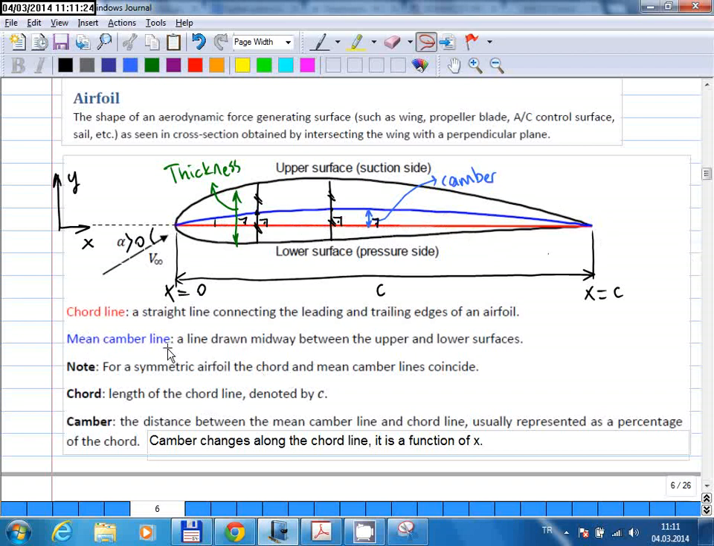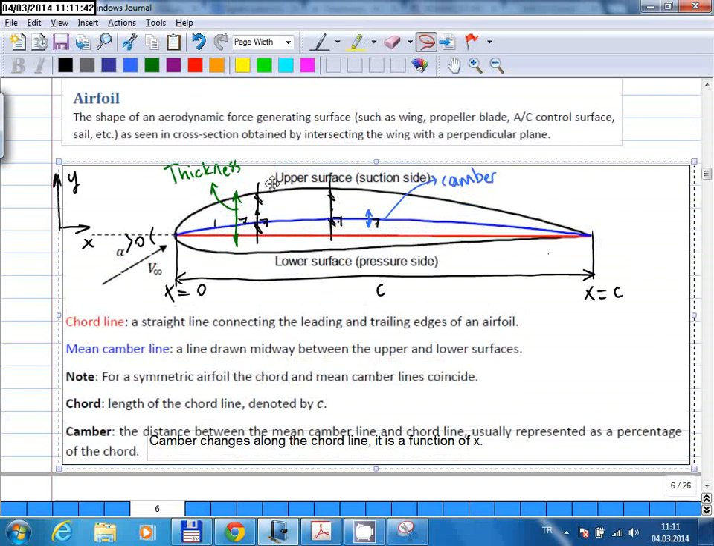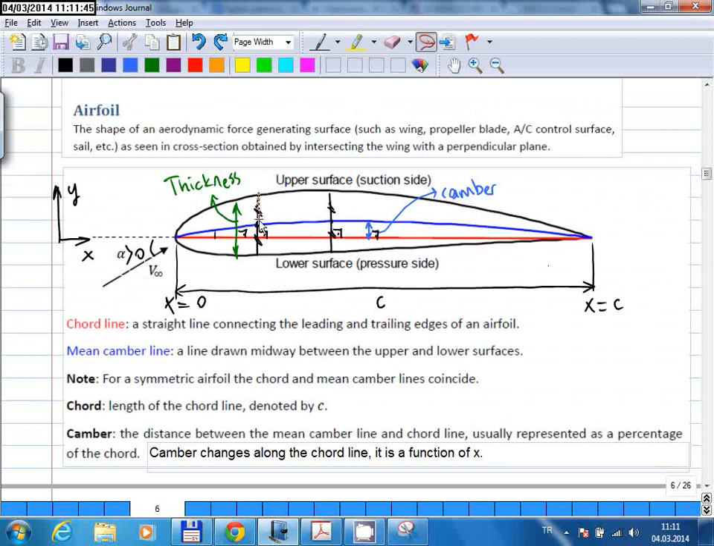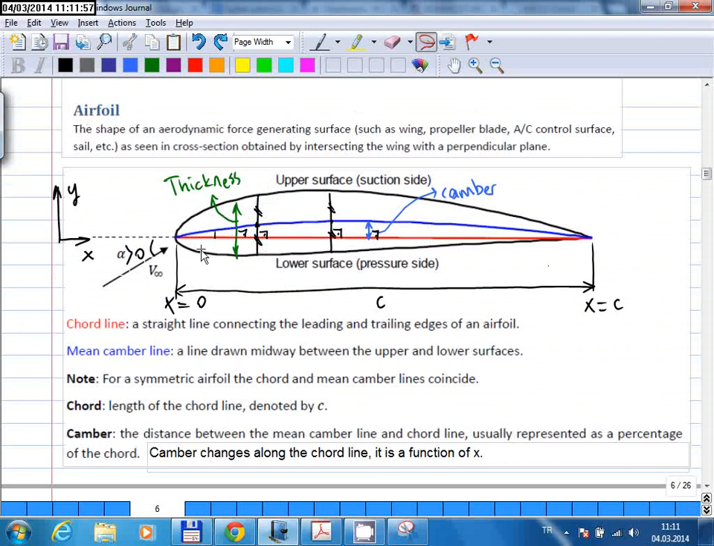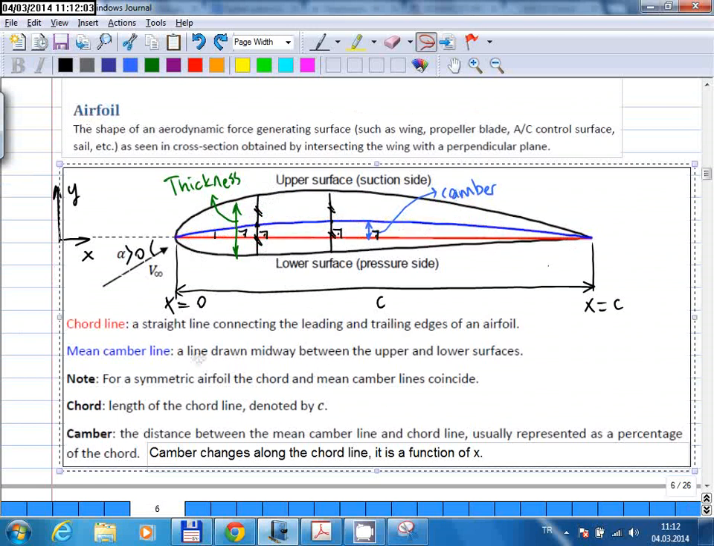The mean camber line is a line drawn midway between the upper and lower surfaces. Okay, so the red is your chord line, right? Then you draw, this black one is your airfoil. Then you draw a perpendicular line to the chord line, and the midpoint between the upper and lower surfaces is where the mean camber line passes. So you do this for the entire airfoil, and then you connect all the midpoints. That will give you this blue line, and that blue line is called the mean camber line. So that's the midpoint of your airfoil.